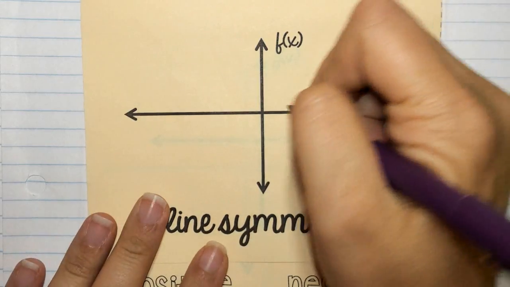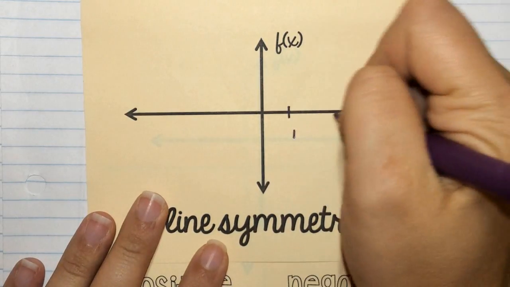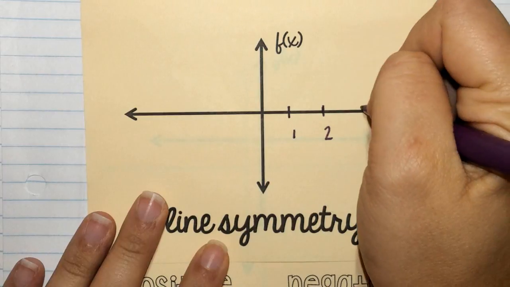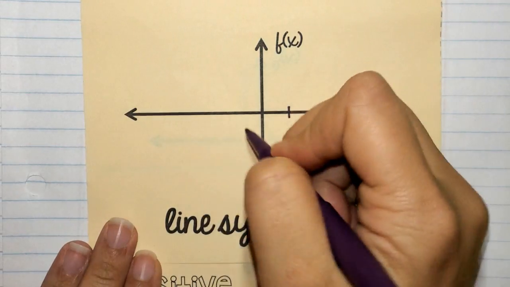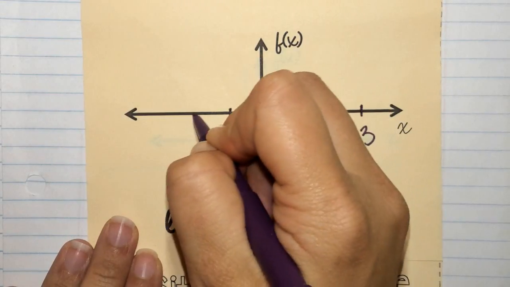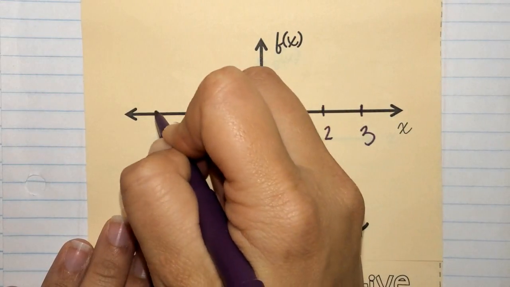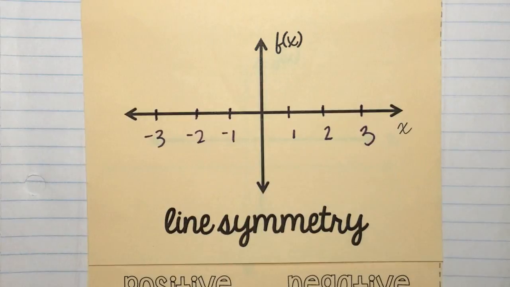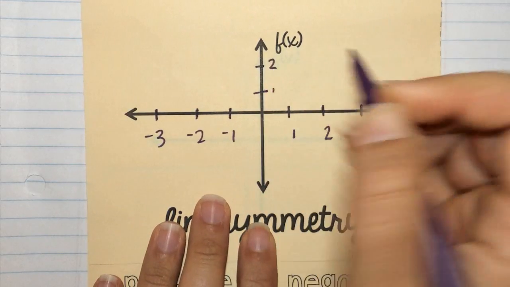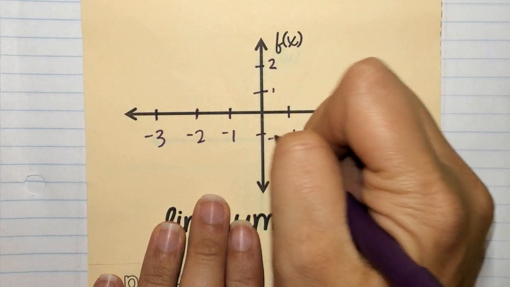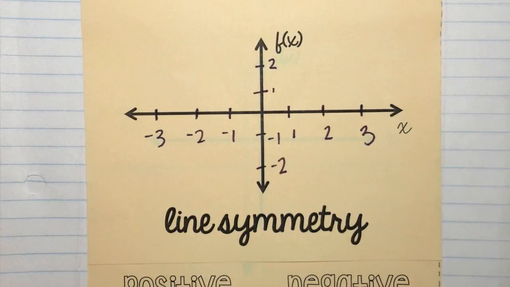So now, I want us to put tickies. We're going to make our own tickies. 1, 2, 3. Negative 1, negative 2, negative 3. And on our y-axis, we're going to have 2. And on our x-axis, we're going to have negative 2.